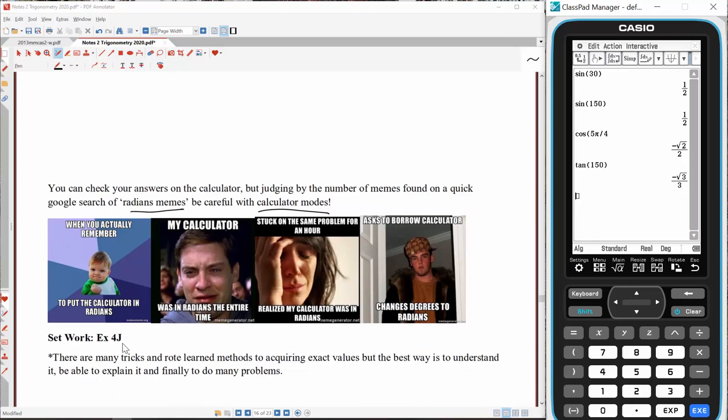So the set work is from 4J. It's a lot of practice of those exact values. Heaps of tricks to learn that. I've seen people remembering things on knuckles and stuff like that. I don't know, Google it and you might find a few more. But the best way to understand it is to be able to explain it and then do many problems.